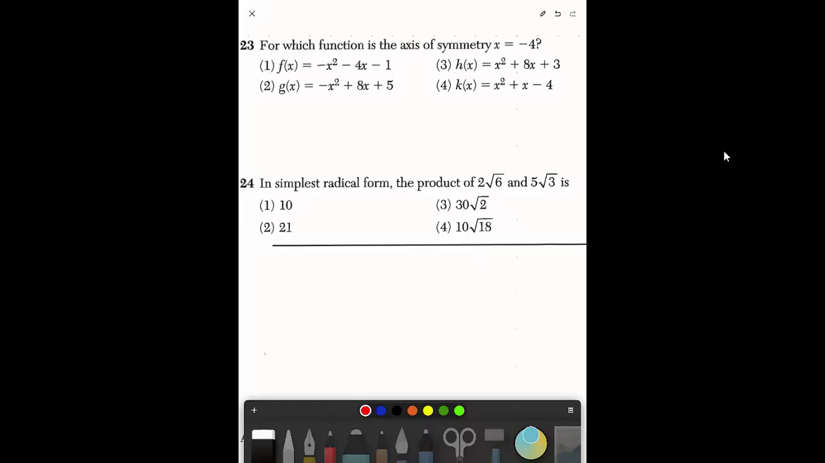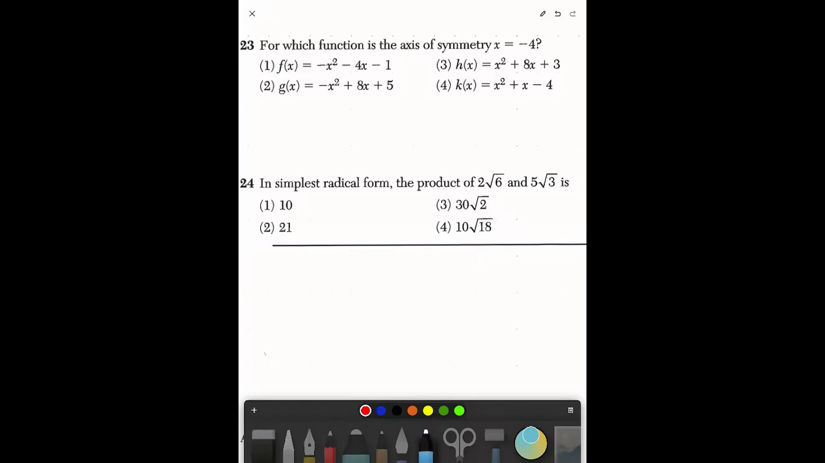This is question number 24, the last one in the multiple choice section. I think I'm going to stop tonight and I'll finish up the rest tomorrow. Basically, they've given us two radical expressions and they want us to calculate the product of them. And they want it in the simplest radical form.